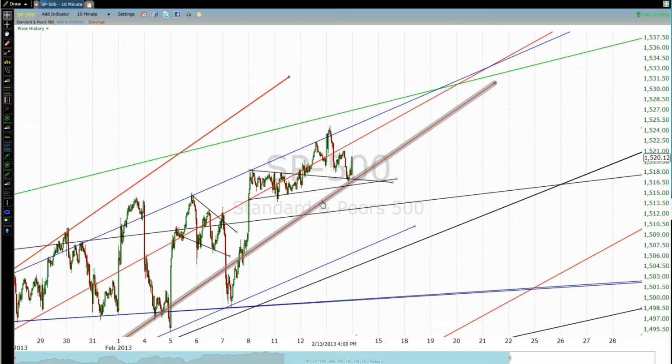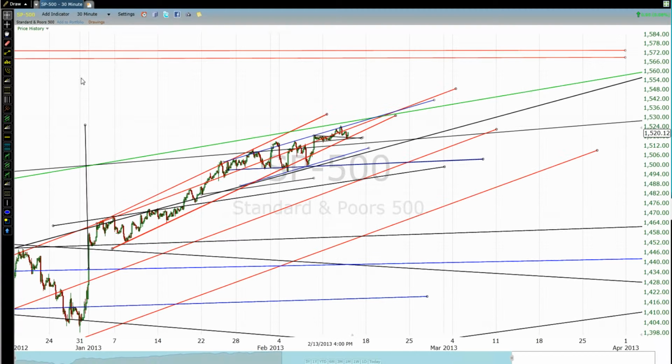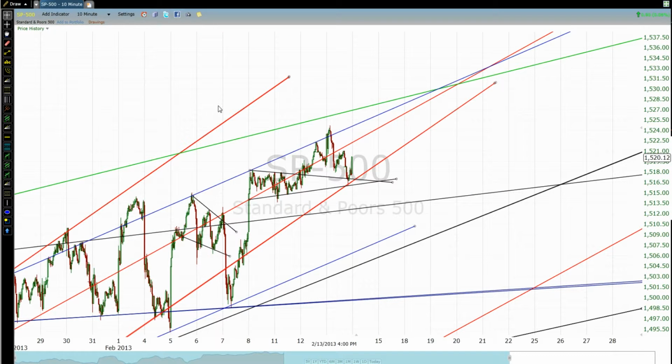Now, this is the red line. If we have a look on that 30-minute chart again, that is the red line that we've been viewing for some time, and the S&P has just seemed to have disregarded this area, and now we've seen a nice bounce there last night. So if we go back to the 10-minute chart, there's a few things I need to explain today.